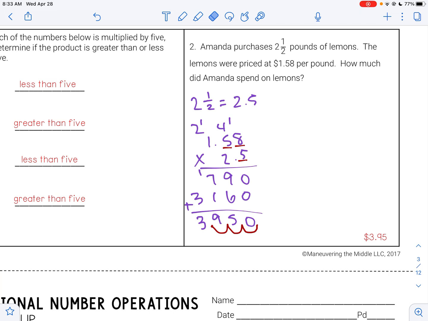Hopefully you got that correct. If you didn't, I hope the explanation was enough to maybe give you the reason why you missed it.